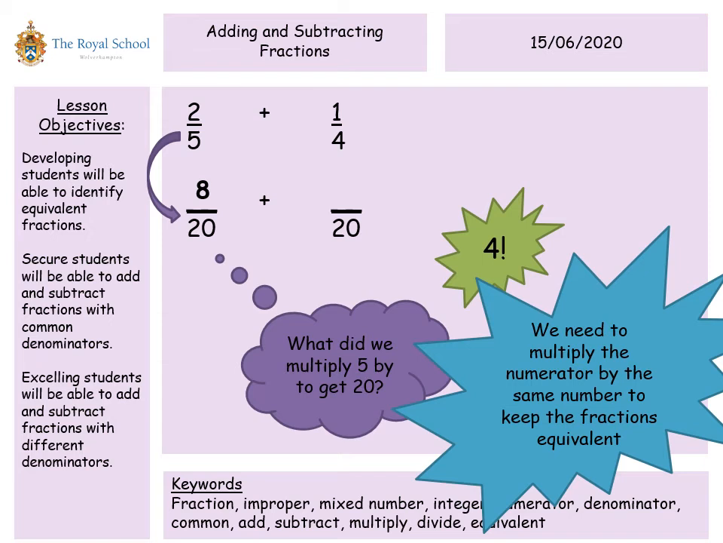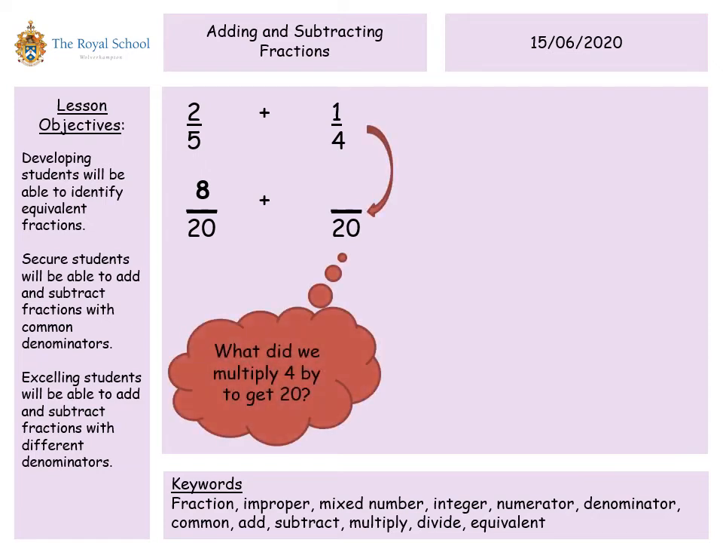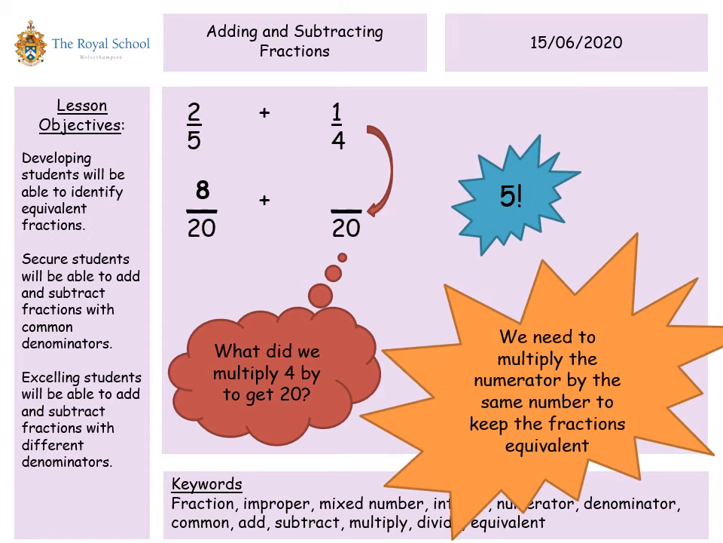And we do the same with our other fraction. So we can see that our second fraction, the bottom number of 4, has been times by something to get to 20. If you count through the times table, 4, 8, 12, 16, 20, it's been times by 5. So we also do that to the top number. 1 times 5 is going to give us 5.